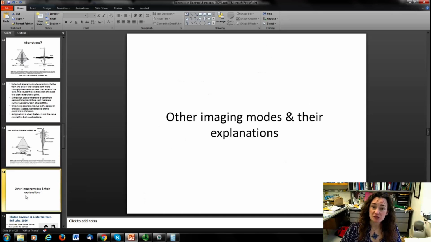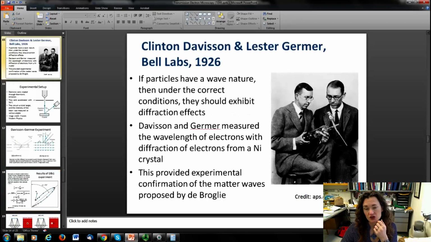Okay, so we've talked about bright field images. Let's talk about other imaging modes and the physics and explanation behind them. So remember that the experimental proof of de Broglie's wave hypothesis for electrons was carried out by Davison and Germer at Bell Labs in 1926. They said, well, if particles have a wave nature, then under the correct conditions they should have diffraction, okay? And so what they did was they measured the wavelength of the electrons with a diffraction of those electrons from a nickel crystal, providing experimental confirmation to the idea of matter waves.